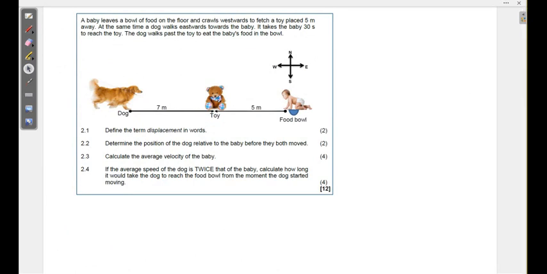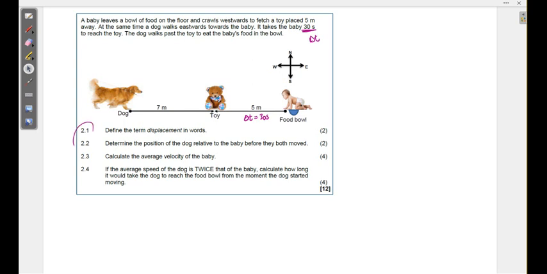This one we once did, but we were talking about displacement only at that time, I remember. So now they say a baby leaves a bowl of food on the floor and crawls westwards to fetch a toy that is here. At the same time, a dog walks eastwards towards the baby. It takes the baby 30 seconds. Now you must always decode what you are given, that is time. It takes the baby 30 seconds to reach the toy. So here we can put that the change in time is 30 seconds for the baby.